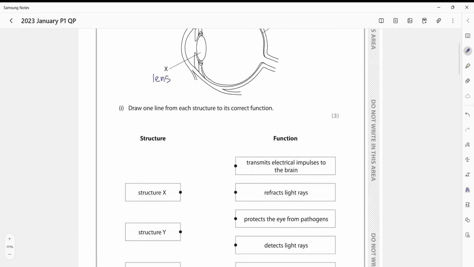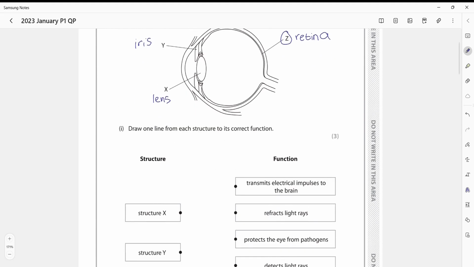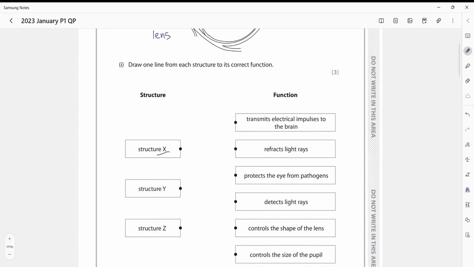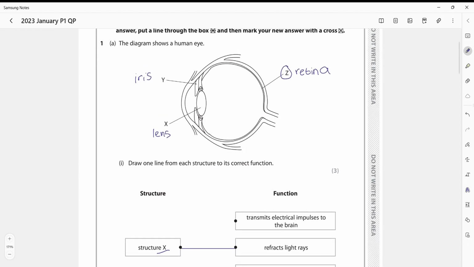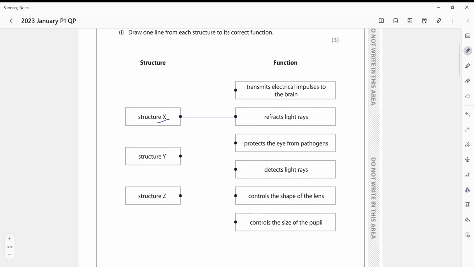So let's go on to this part here. Draw one line from each structure to its correct function. Let's start off with structure X. Structure X is the lens, and the lens is responsible for refracting light. Structure Y here is the iris, and the iris is responsible for controlling the size of your pupils.